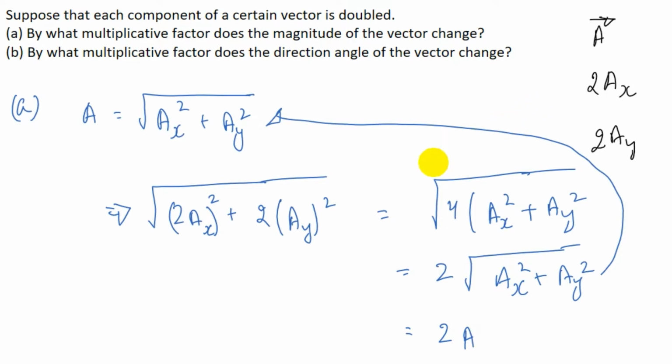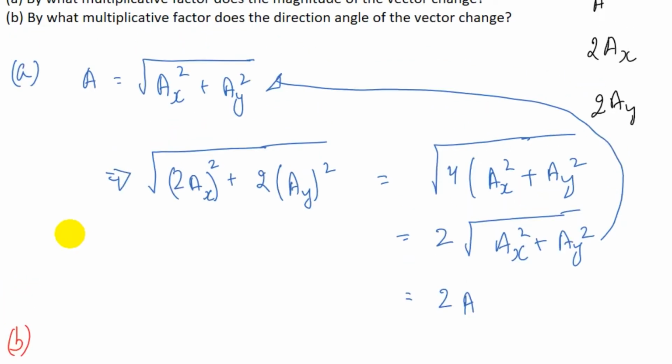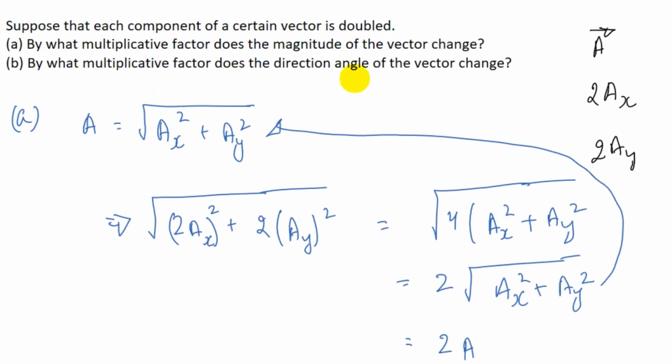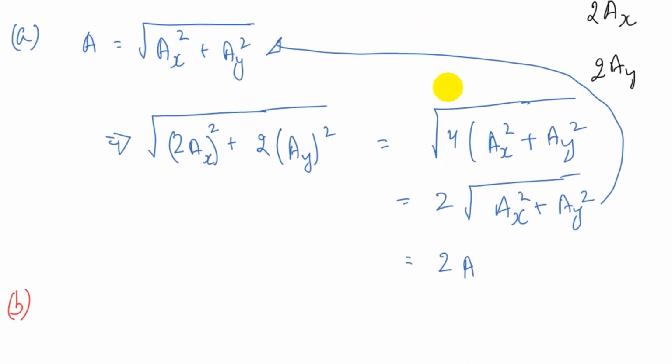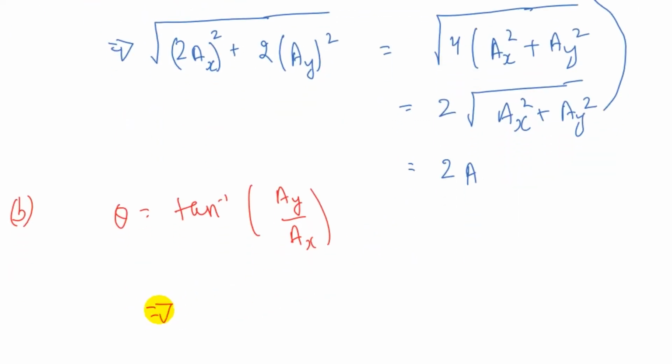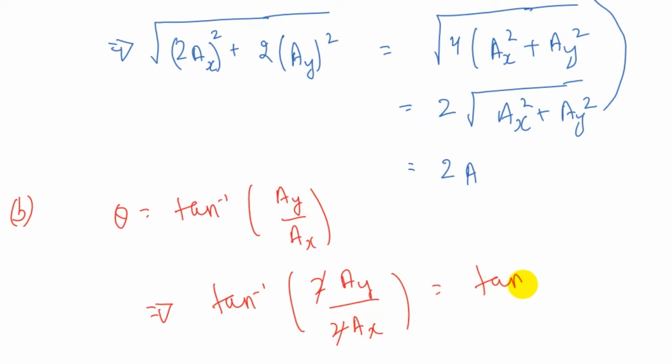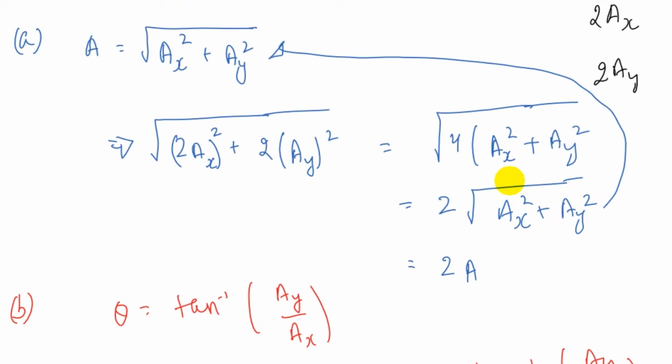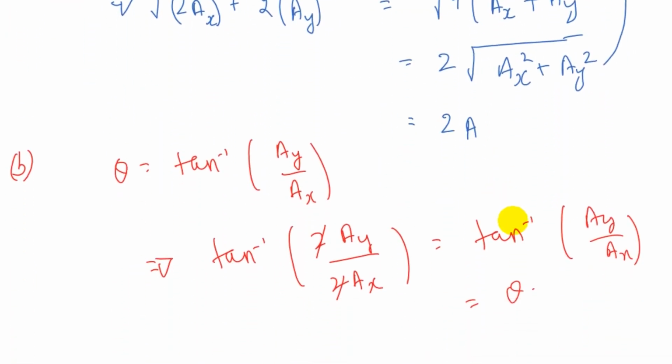Now next we can solve the B part. In the B part they are asking by what multiplicative factor does the direction angle of the vector change. The direction angle is theta equals tangent inverse of the y component over the x component of the vector. This is what we studied. Now when the components of the vector are doubled, theta becomes tangent inverse of 2Ay over 2Ax, but the 2 and 2 will cancel and we get tangent inverse of Ay over Ax, which is nothing but theta. So when the components of a vector are doubled, the direction of the vector does not change, but its magnitude becomes 2 times.